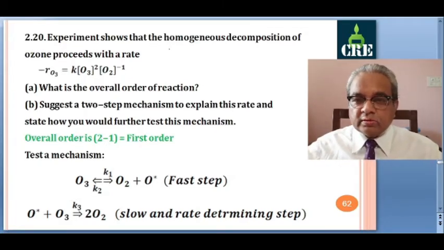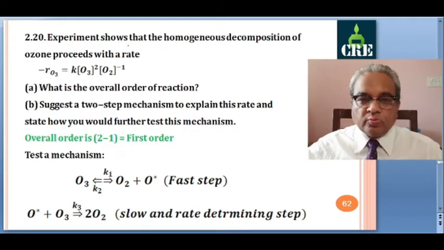Experiment shows that the homogeneous decomposition of ozone proceeds with the rate of decomposition of ozone being k into concentration of O3 square into concentration of O2 raised to minus 1. What is the overall order of the reaction? Suggest a two-step mechanism to explain this rate and state how you would further test this mechanism.